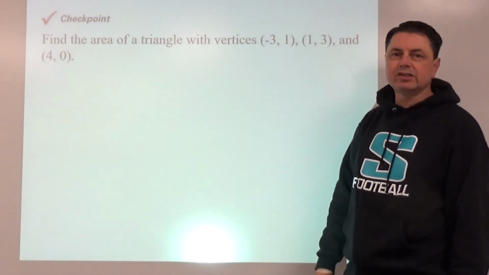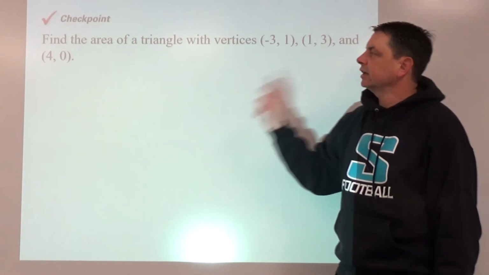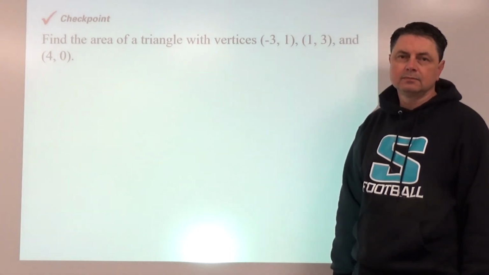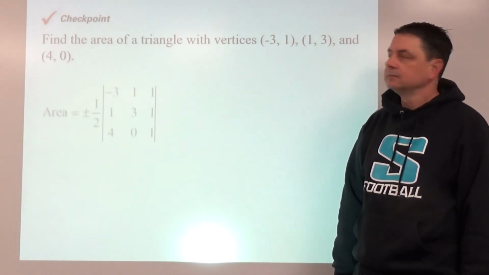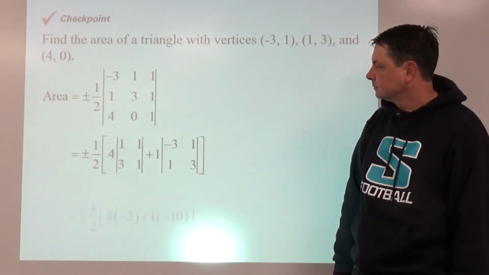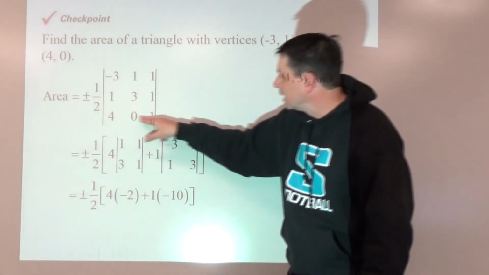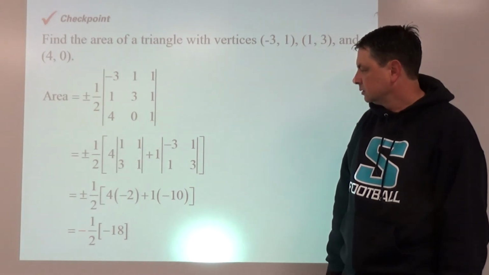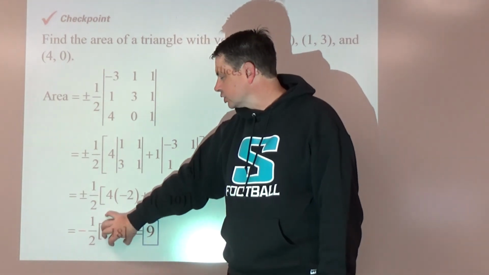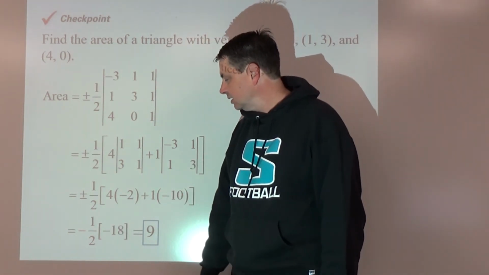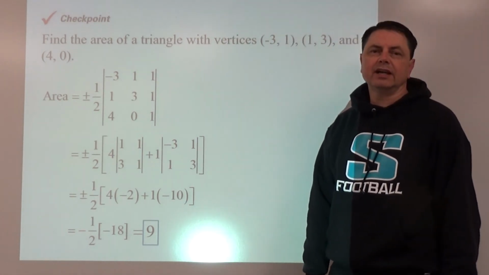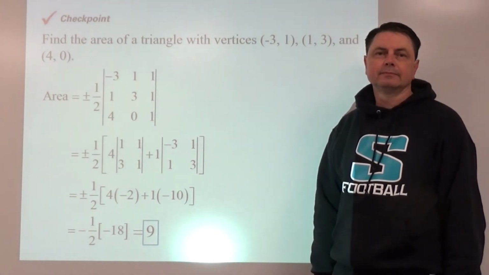Let's finish up with this checkpoint. Pause here until you find the area of the triangle. Here's our setup. Maybe expand by the third row. Negative 1/2: this time we're choosing negative, as the determinant came out to be negative 18. So we're choosing to multiply by negative 1/2. So we get an area of positive 9. That's it for today. See you next time.